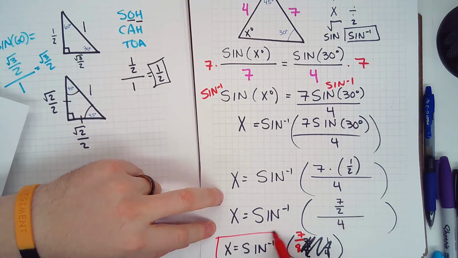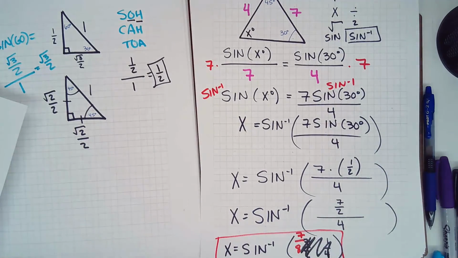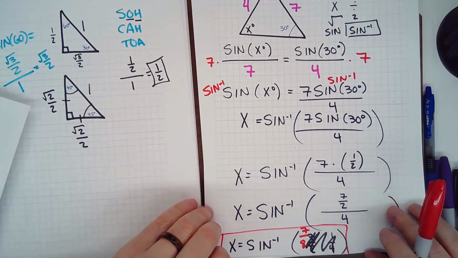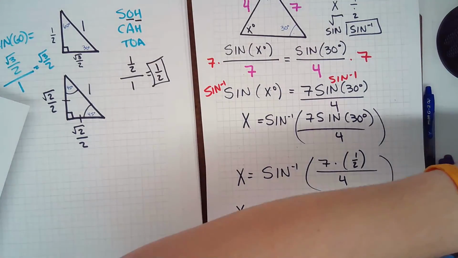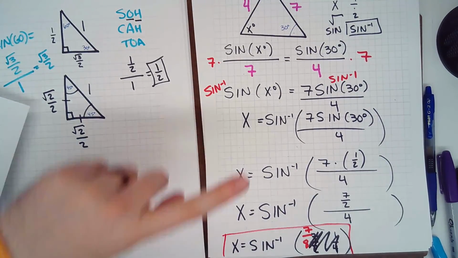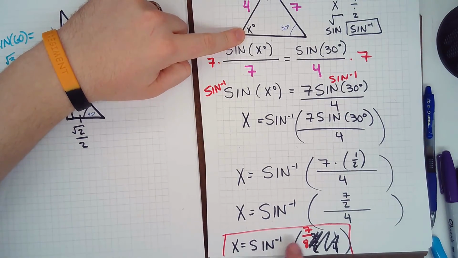And if you wanted to know what that was, you could pull out a calculator and figure it out. And it would give you a number for x. It would probably be a decimal. This is an acceptable answer. So that degree right there is going to be sine inverse of 7 over 8. Whatever that is in your calculator, that's the degree measure there.